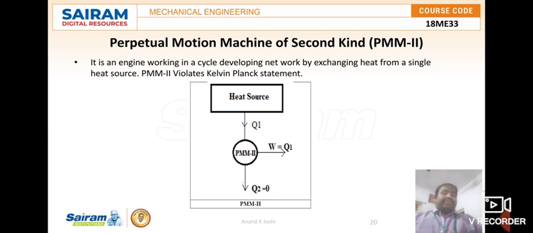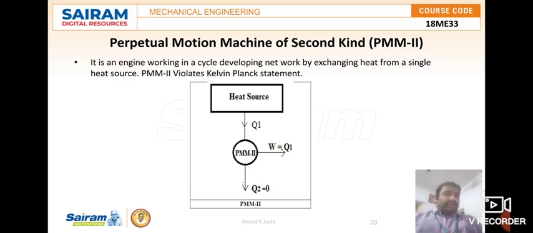The further topic is the perpetual motion machine of the second kind. Very simple: the perpetual motion machine of the first kind is a violation of the first law of thermodynamics. Whereas the perpetual motion machine of the second kind is an engine working in a cycle, developing net work by exchanging heat with a single source. That is PMM2, a violation of the Kelvin-Planck statement. So PMM2 is a violation of the second law of thermodynamics, whereas PMM1 is a violation of the first law.